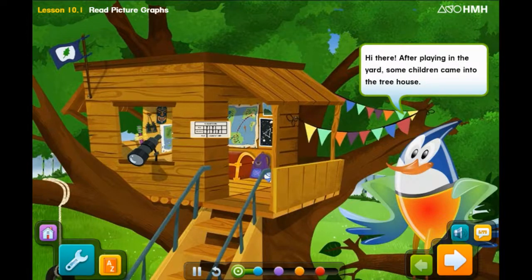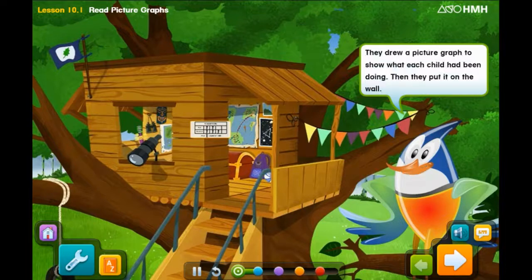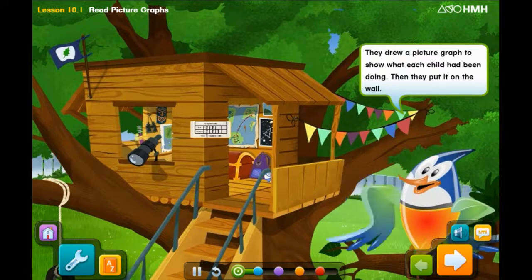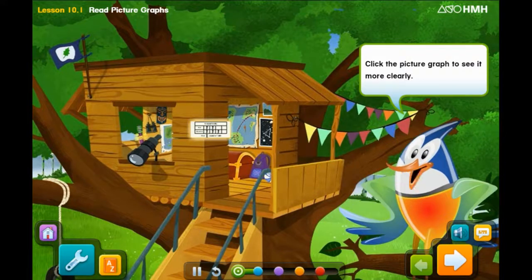Hi there! After playing in the yard, some children came into the treehouse. They drew a picture graph to show what each child had been doing. Then they put it on the wall. Click the picture graph to see it more clearly.